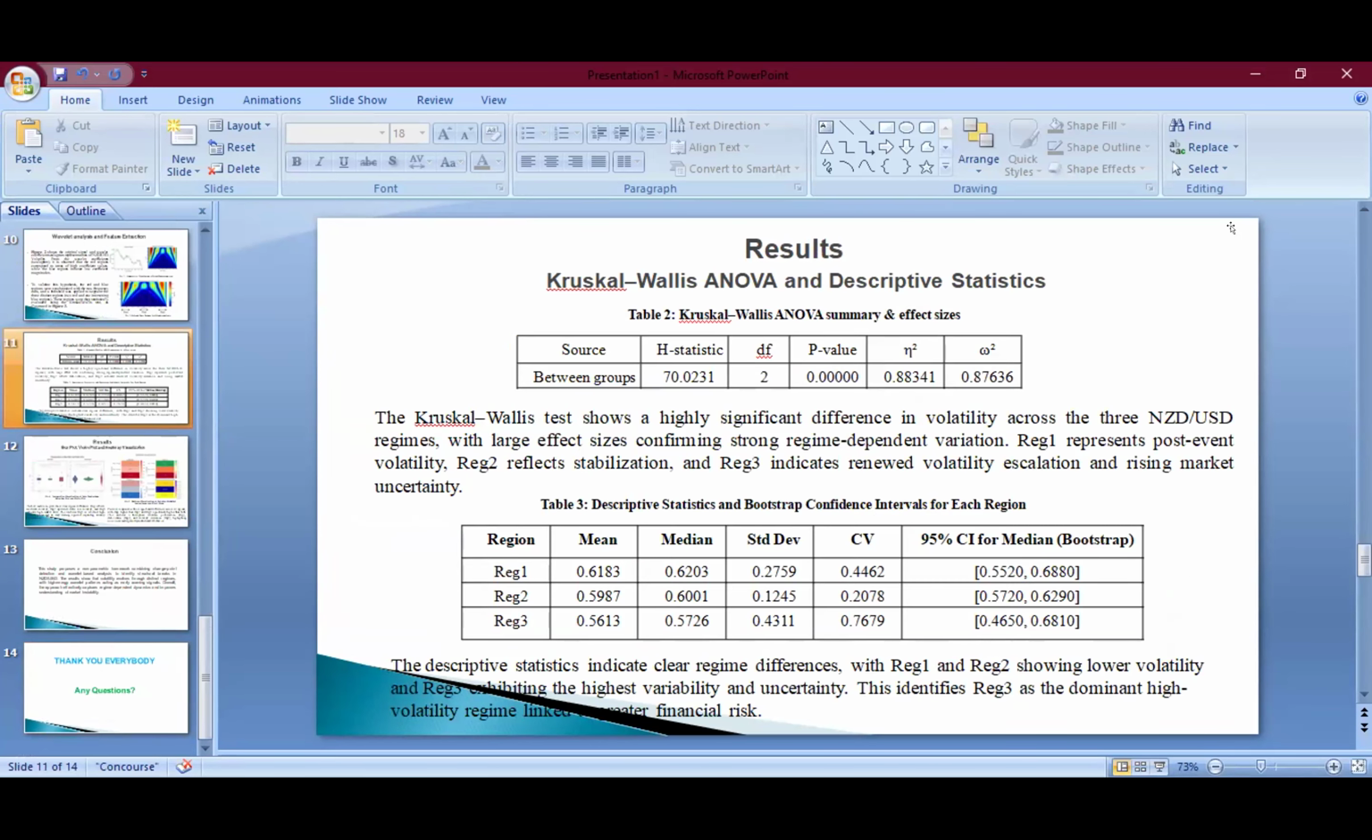So when we perform the non-parametric test, Kruskal-Wallis, and over. Yeah. Sorry to interrupt. Just a gentle reminder that 1 minute is left for your presentation. Okay. Yes.